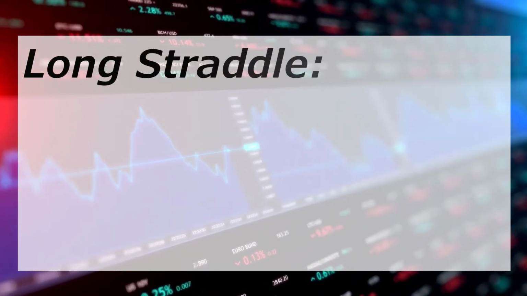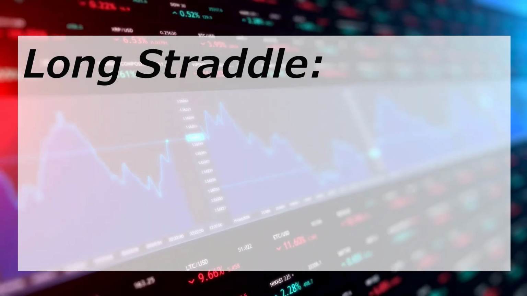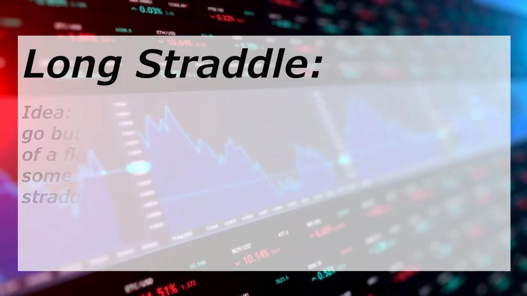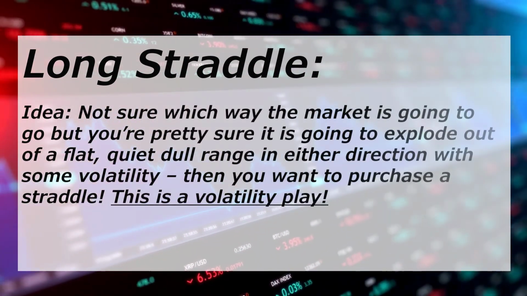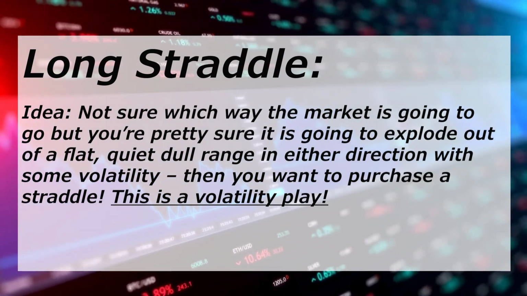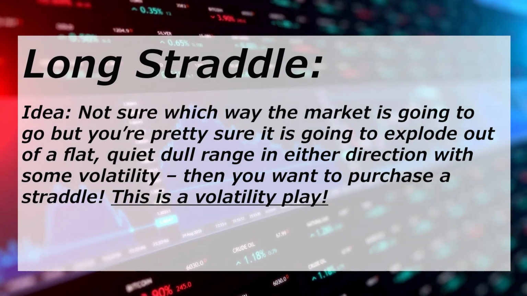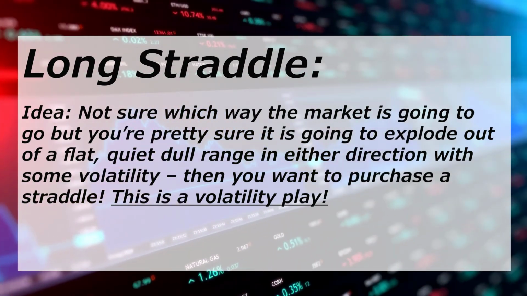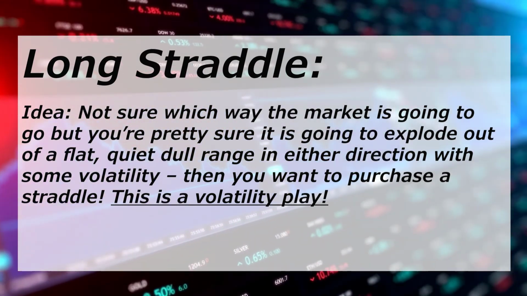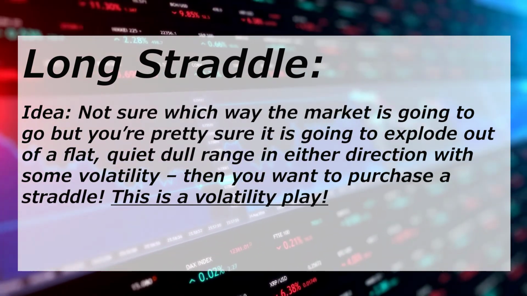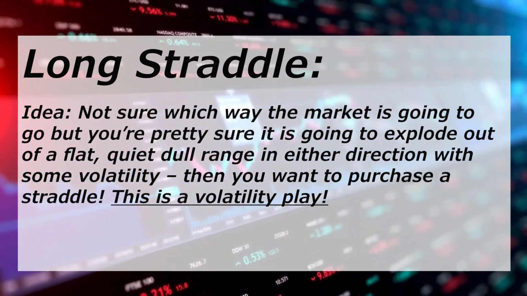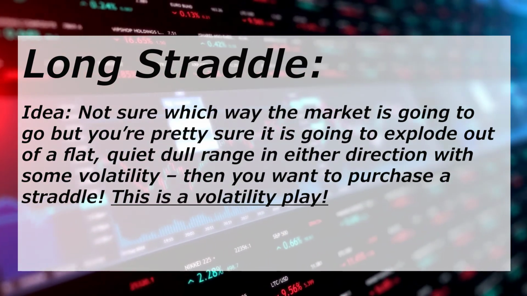Now our next option position is called the straddle, and we want to buy the straddle. And why do we want to do that? Because we're not sure which way the market is going to go, but we are pretty sure that it is going to go big time one way or the other. It's not going to be flat and quiet. We're expecting market volatility, but like I say, we don't know which way the price is going to go. So what do we do? We buy the straddle.